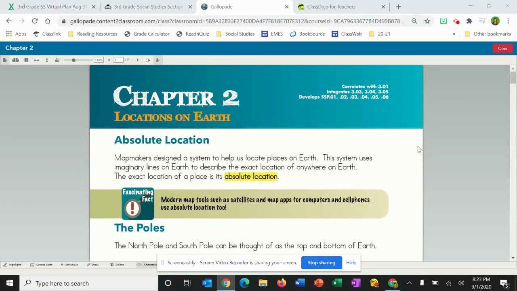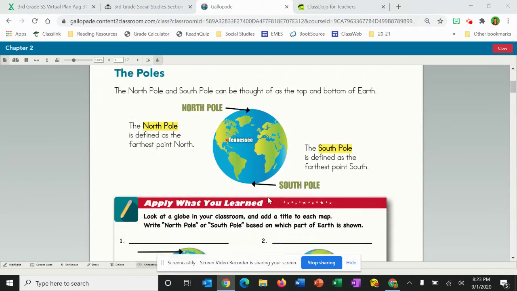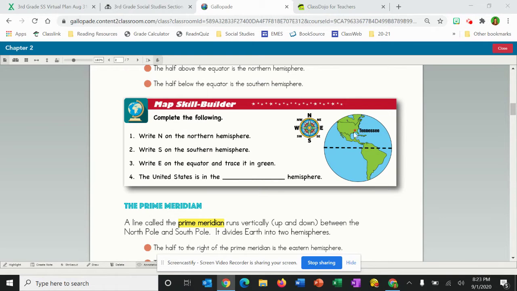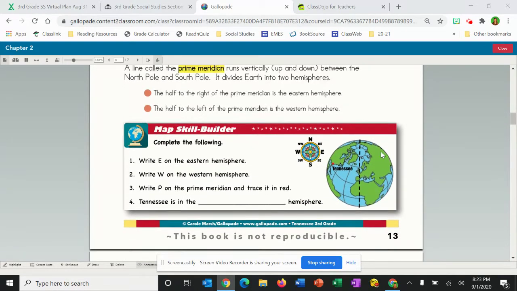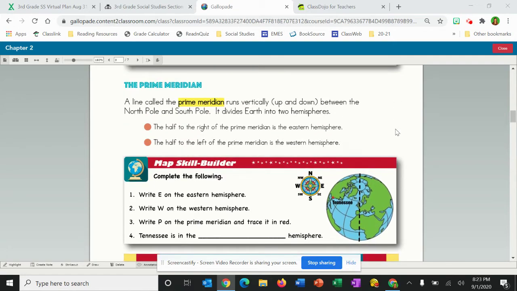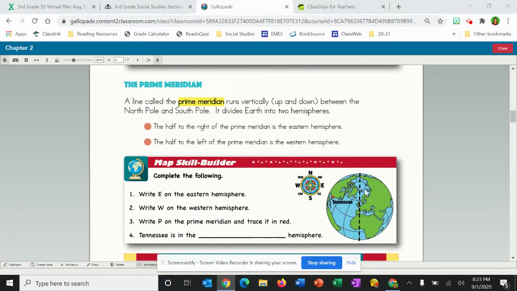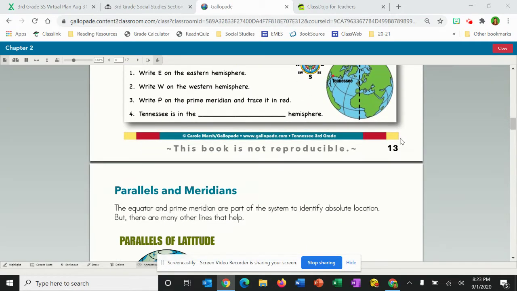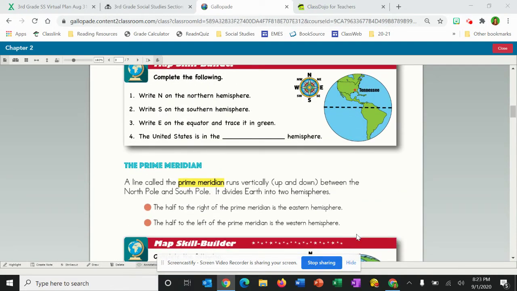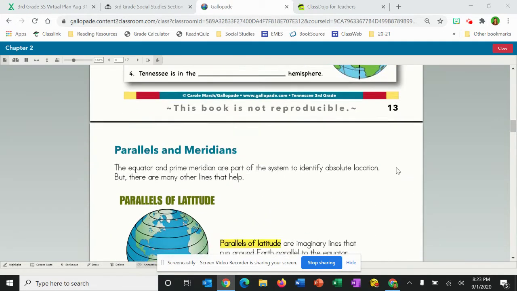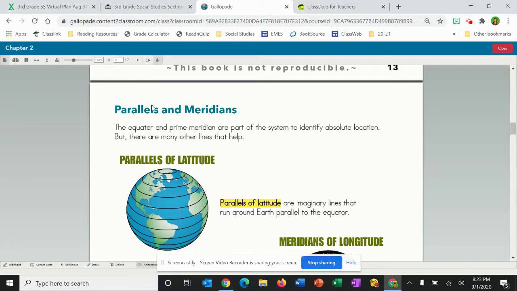Hopefully so far you've learned about the North Pole, the South Pole, the Northern Hemisphere, the Southern Hemisphere, and the Equator and Prime Meridian. So the Equator and Prime Meridian are related to what we're going to be talking about today. So we have parallels and meridians.